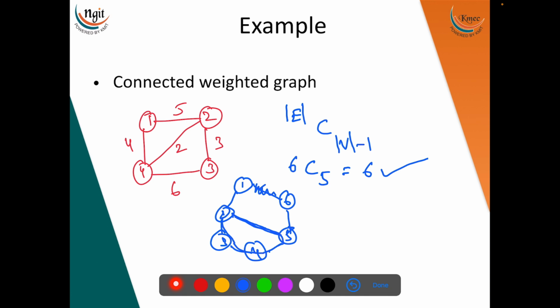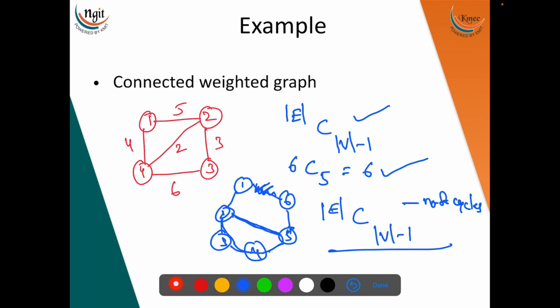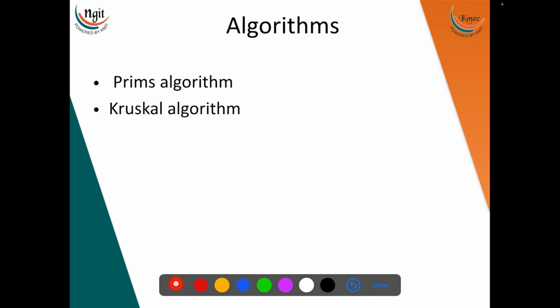So by deleting this or by not considering this, you can make a spanning tree. So you have to change the formula when you have cycles in the graph. When you have a single cycle, then the formula is this. When you have two cycles, then the formula is E C V minus 1, minus number of cycles. This is the formula which is useful to generate feasible spanning trees from a graph. Right? Now we'll see some examples.